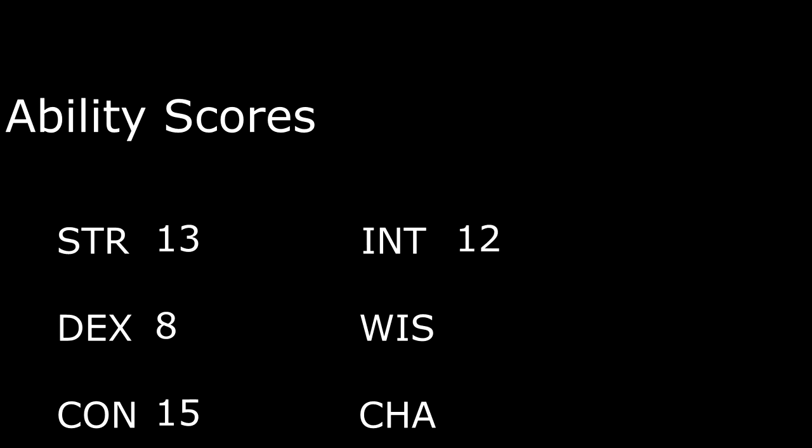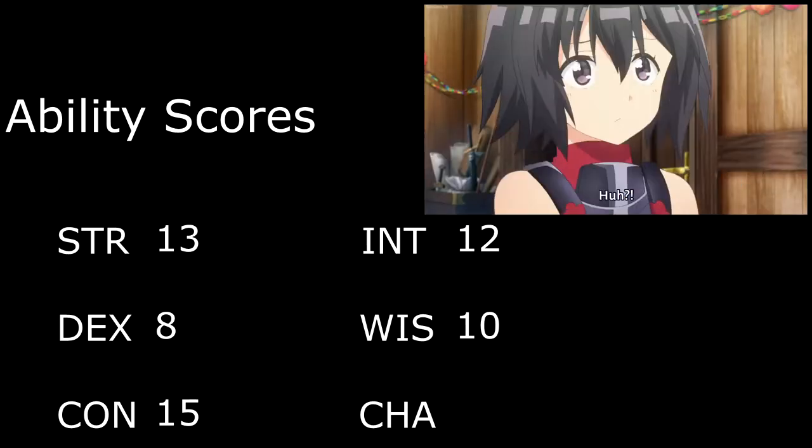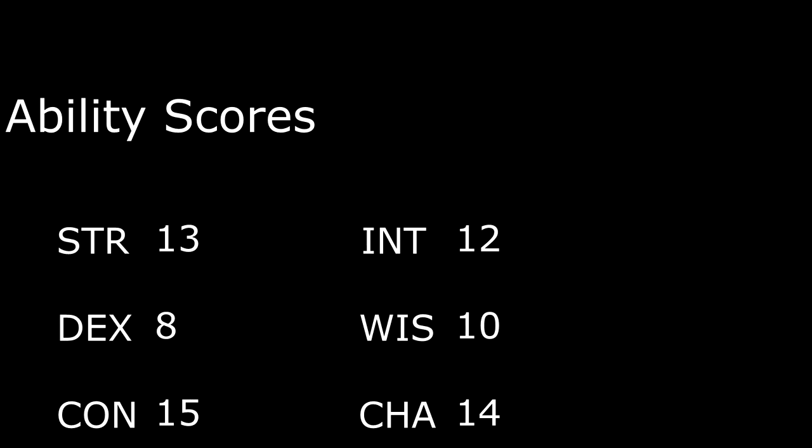Our 12 will go into intelligence. Maple is bright and comes up with creative ways to use her skills, but she can be a bit of an airhead and honestly thinks she's playing the game normally, so wisdom is gonna be a 10. And we'll finish up with a 14 in charisma. She's instantly likable and is genuinely friendly toward everyone she meets.